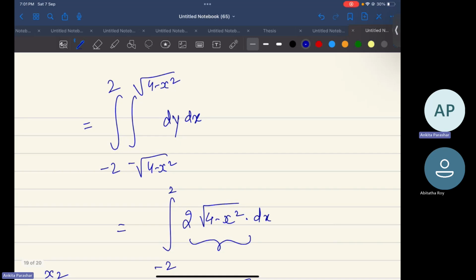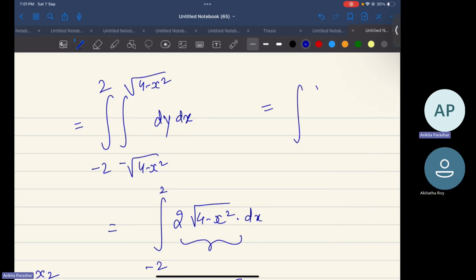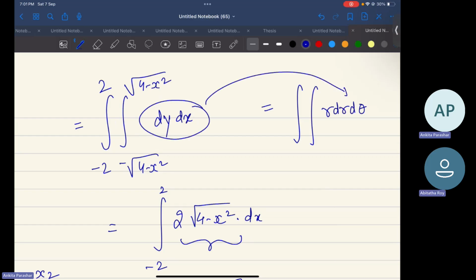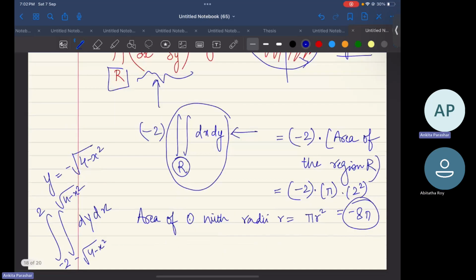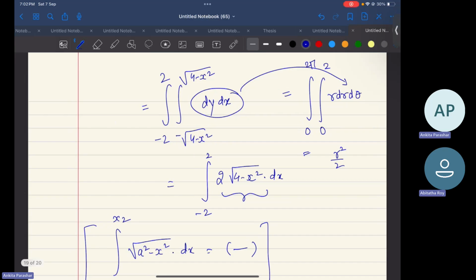If not, then let's just do it by polar parameterization, polar coordinates. We have r dr d theta. dx dy will change to r dr d theta. Radius is from 0 to 2. Theta is 0 to 2 pi. So you'll get r squared by 2. And you know, there is a minus 2 over there. I am just writing that also. Minus 2 times r squared by 2, 0 to 2, and then 0 to 2 pi. So minus 2 and then 4 by 2 and then 2 pi, minus 8 pi.